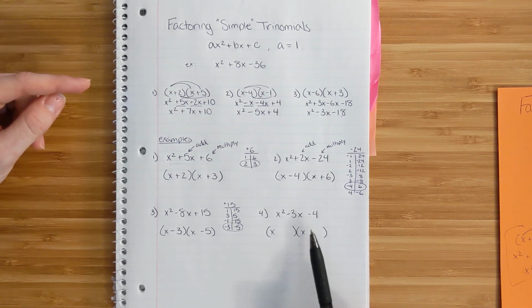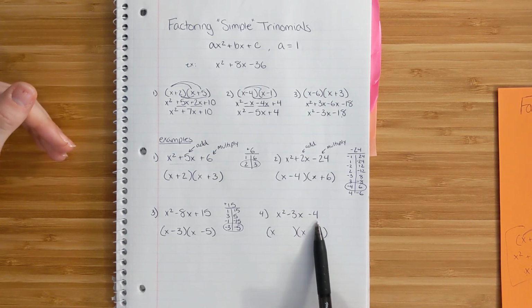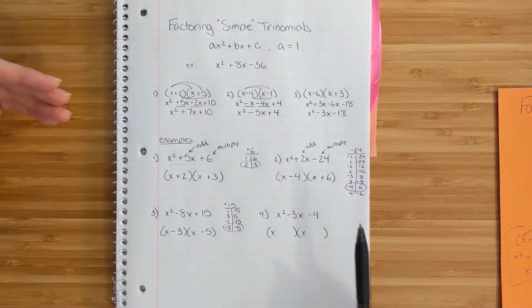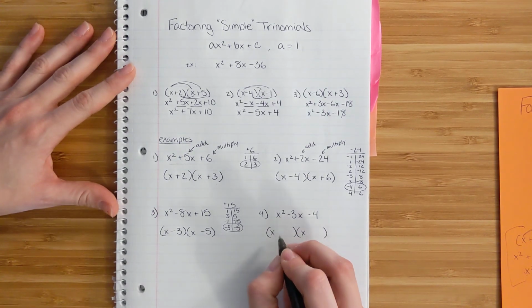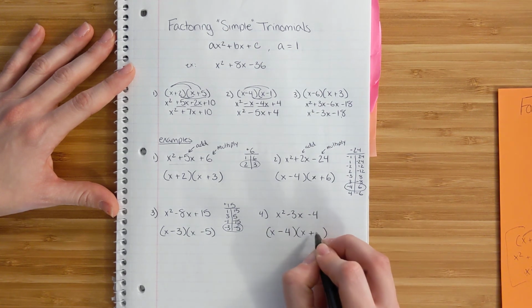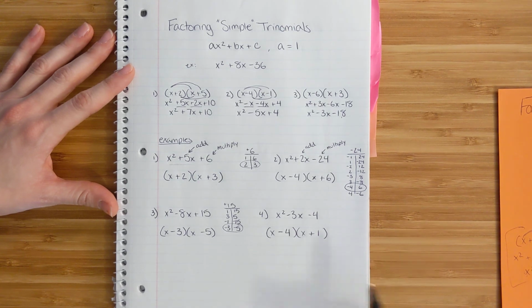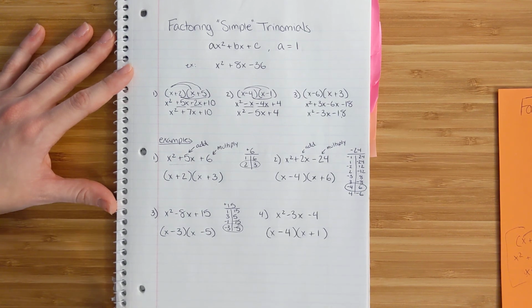And don't forget, every number has factors of 1 and itself. So I can also get negative 4 by multiplying negative 4 and positive 1 together. And if I check those two factors and add them up, I get negative 3. So my two constants in my factors are going to be negative 4 and positive 1, because those are the only two numbers that multiply to negative 4 and add to negative 3.